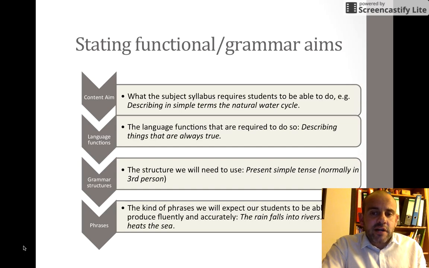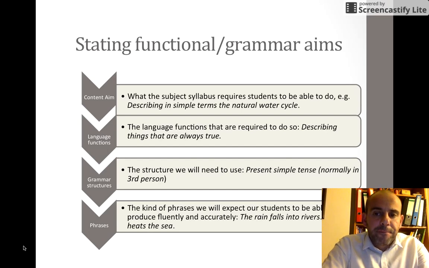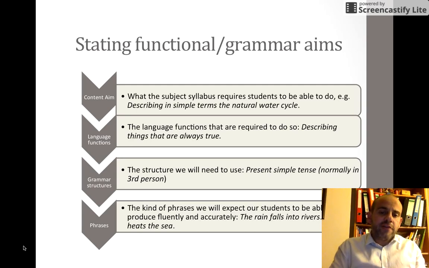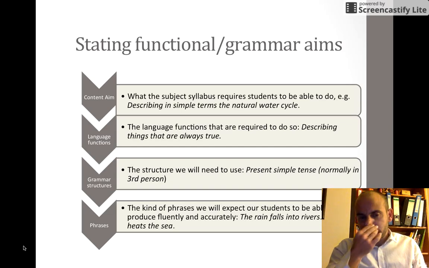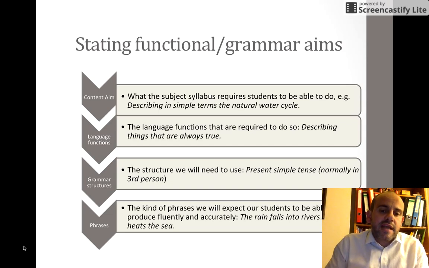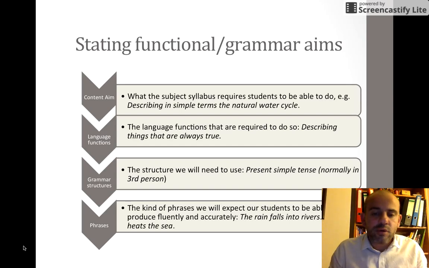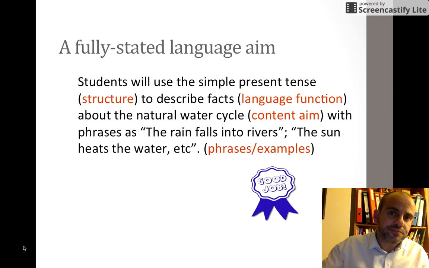Thirdly, identify the grammar structure that is being used or that we're asking the students to use. In this case, use the simple present tense, normally in third person. And finally, I would really recommend that you give some sample phrases. That's going to make things clear for the student, make things clear for you. For example, the rain falls into rivers, the sun heats the sea.